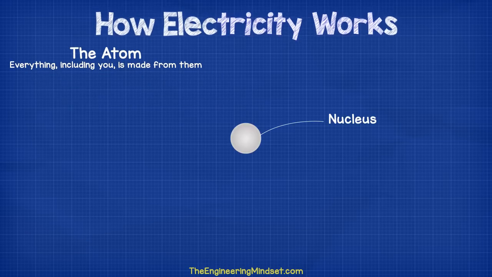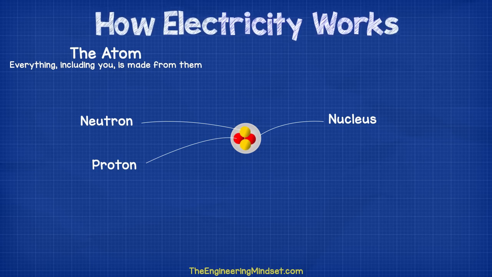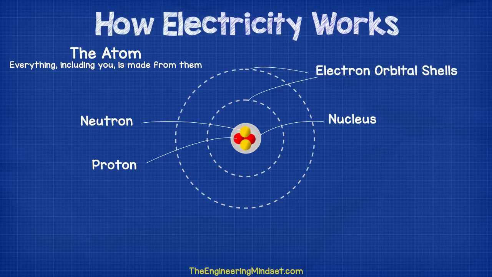The atoms are made from three particles, two of which are found inside the nucleus, and the third particle sits outside this. At the center of the atom we have the nucleus. Inside the nucleus we have the neutrons, which have no charge, and we also have the protons, which are positively charged. The neutrons and the protons are much heavier than the electrons, so these will stay within the nucleus. Surrounding the nucleus are different layers of orbital shells. These are like flight paths for the electrons.